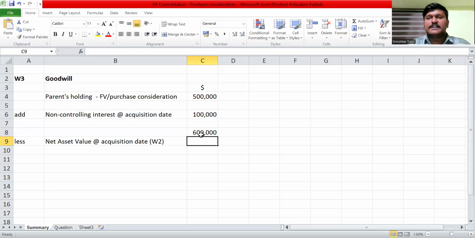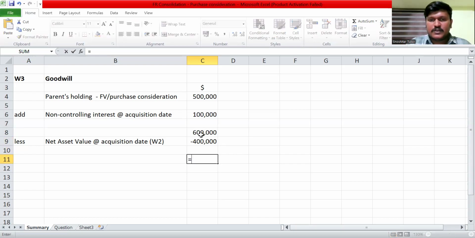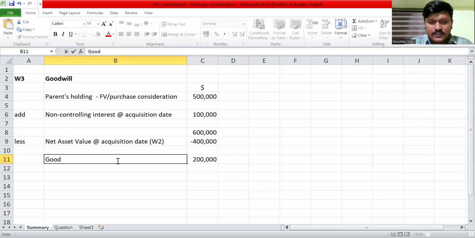Now, from this 600,000, you need to subtract the net asset value at the acquisition date. We are assuming a particular figure here. I'm putting in minus, assuming that 400,000 was my net asset at the acquisition date. Now I need to consider what my goodwill would be. Since I already put in a minus figure, I'm just going to add these two together, because one is a negative figure. So this 200,000 is your goodwill at acquisition.